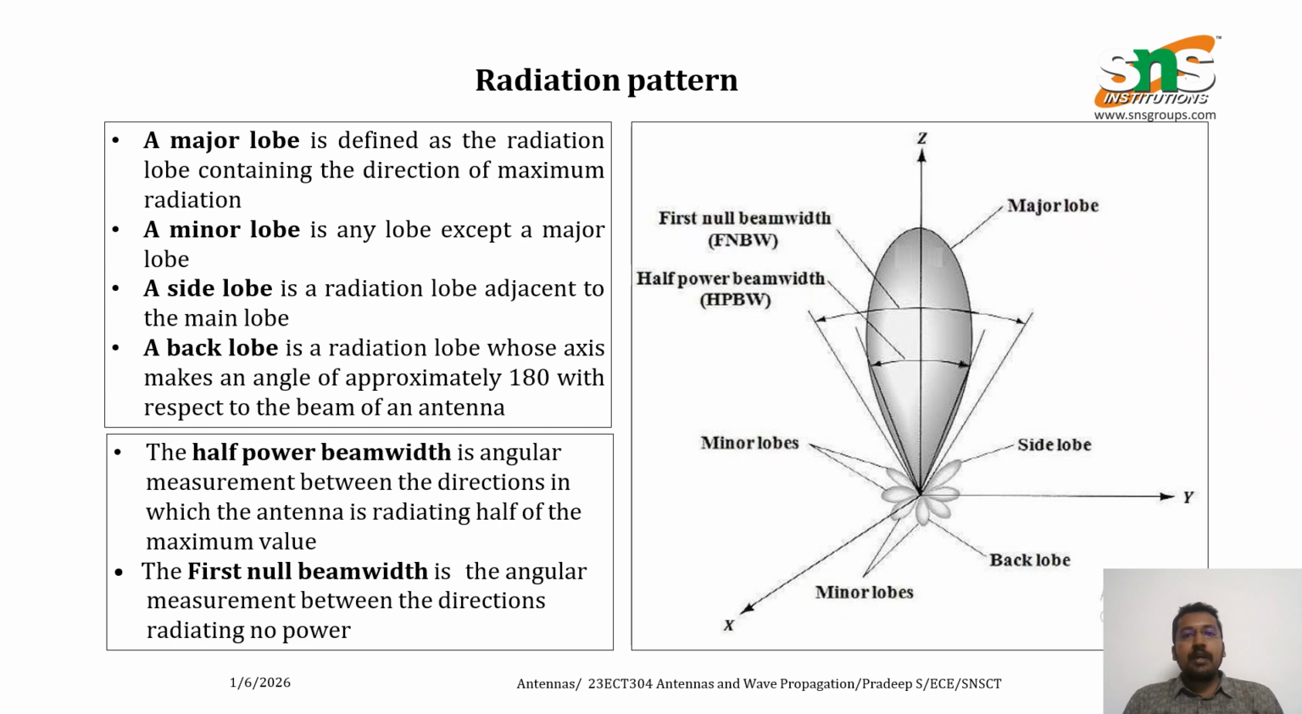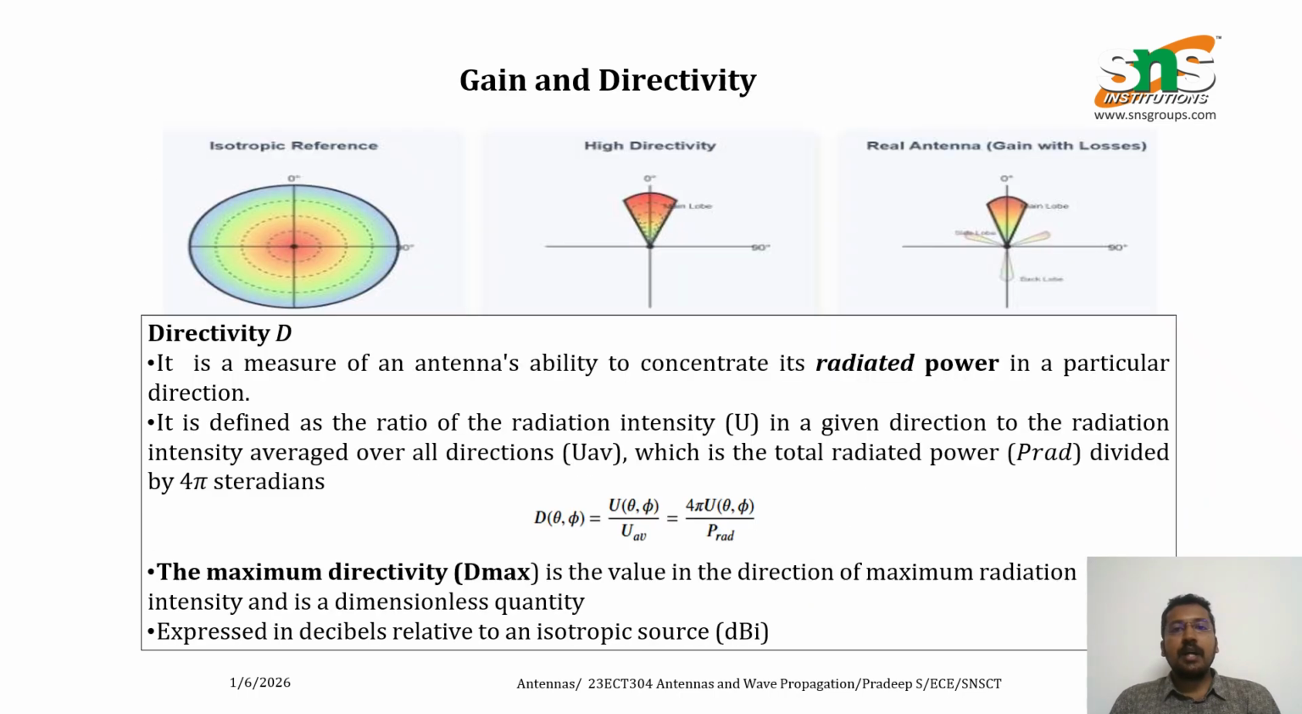Following the major lobe, the back lobe is a specific minor lobe whose axis is approximately 180 degrees from the main beam. The front to back ratio is the ratio of the power density in the major lobe to that of the back lobe. Minimizing minor lobes, especially side lobes, is critical in many systems to reduce interference from undesired directions.